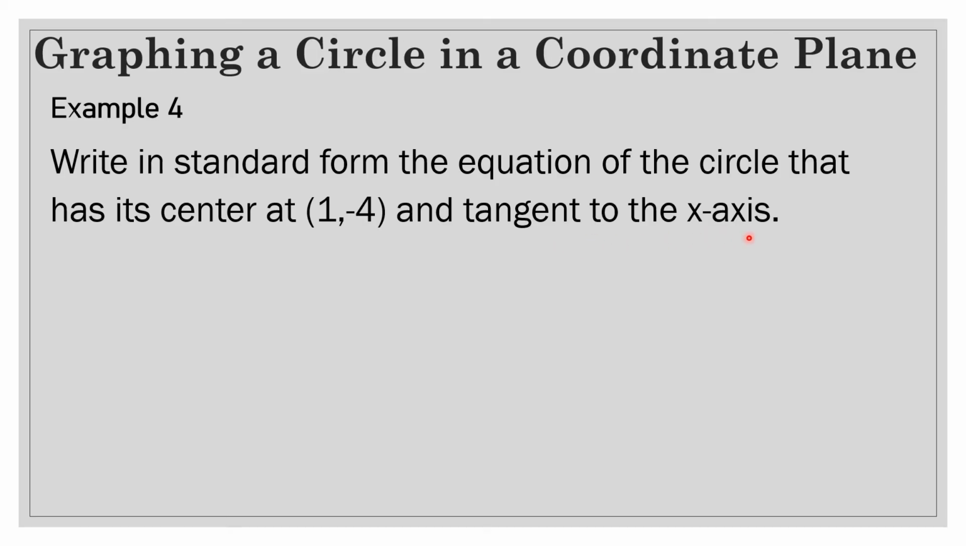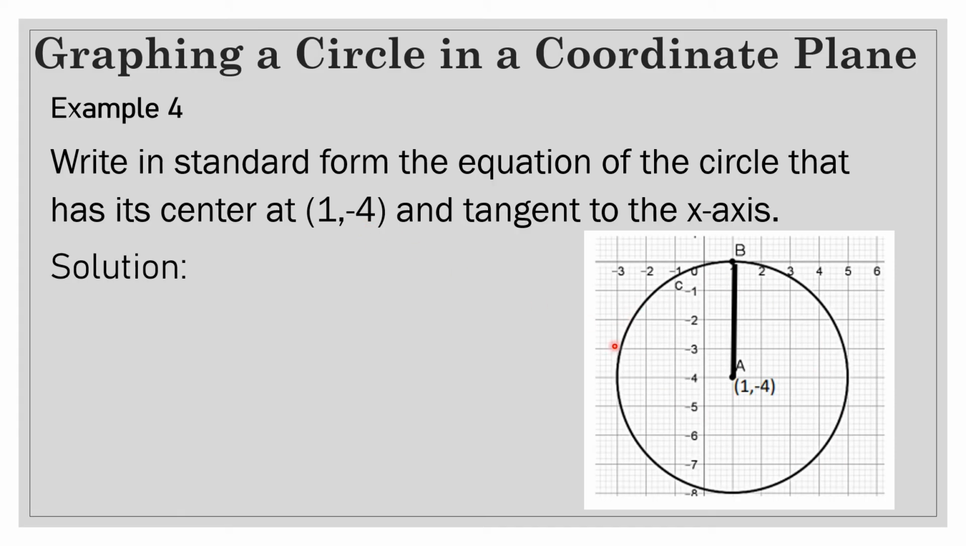So, i-graph muna natin yung ating circle. Ang center natin is 1, negative 4. So, i-plot mo lang siya sa Cartesian plane. Nasa 4th quadrant siya. So, pag plinat mo siya, ganito yung magiging itsura niya. Ito yung 1, negative 4 na center natin. Tapos, sabi niya, tangent to the x-axis. So, ibig sabihin, may point dito banda.